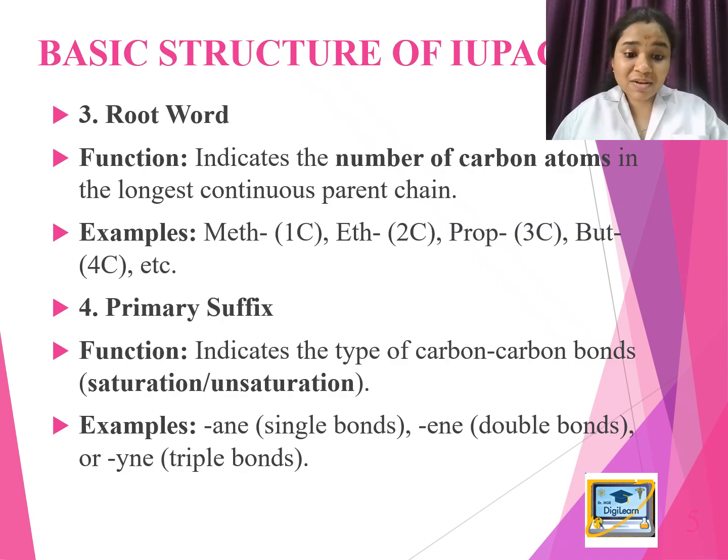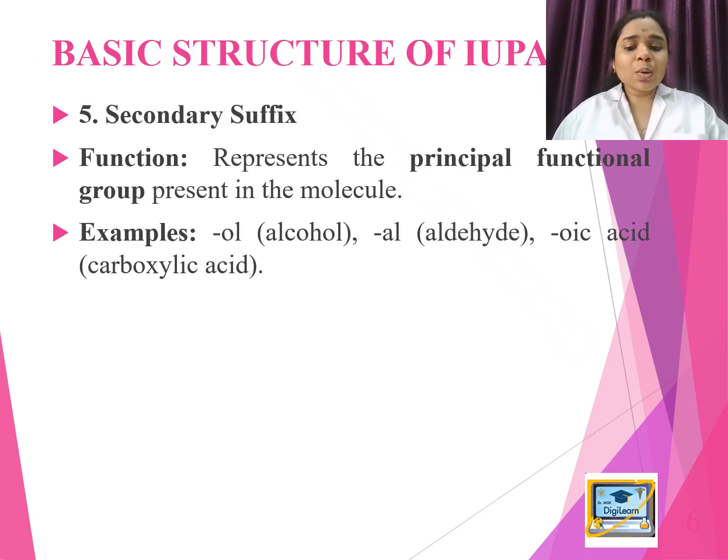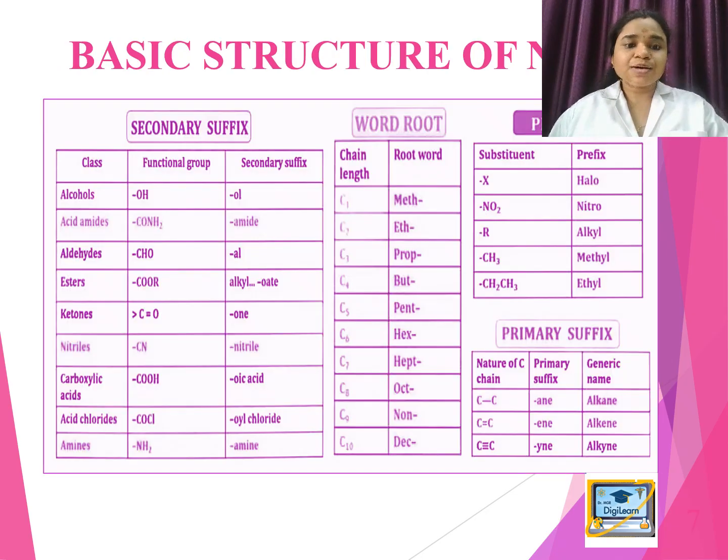What is meant by primary suffix? It indicates the type of carbon-carbon bonds, that is your saturation part. If only single bonds are present, then it is known as alkane. If a double bond is present, then it is known as alkene. If a triple bond is present, then it is known as alkyne. Then what is meant by secondary suffix? The secondary suffix majorly identifies the primary functional group present in the molecule, for example, alcohol, aldehyde, ketone, carboxylic acid, etc.